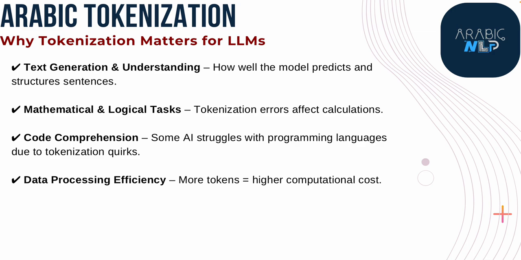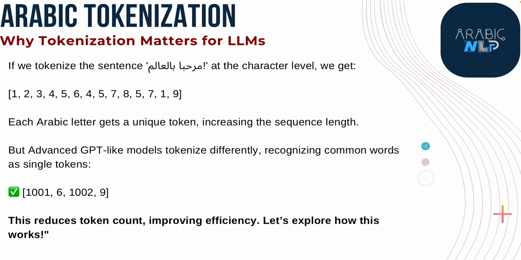Have you ever wondered why AI sometimes struggles with math, or generates weird text, or gets confused when it comes to non-English languages? Actually, the reason is tokenization. If we tokenize a sentence in Arabic, مرحبا بالعالم, which is hello world, at the character level, we will get something like this. Each Arabic letter gets a unique token, and of course, it will increase the sequence length.